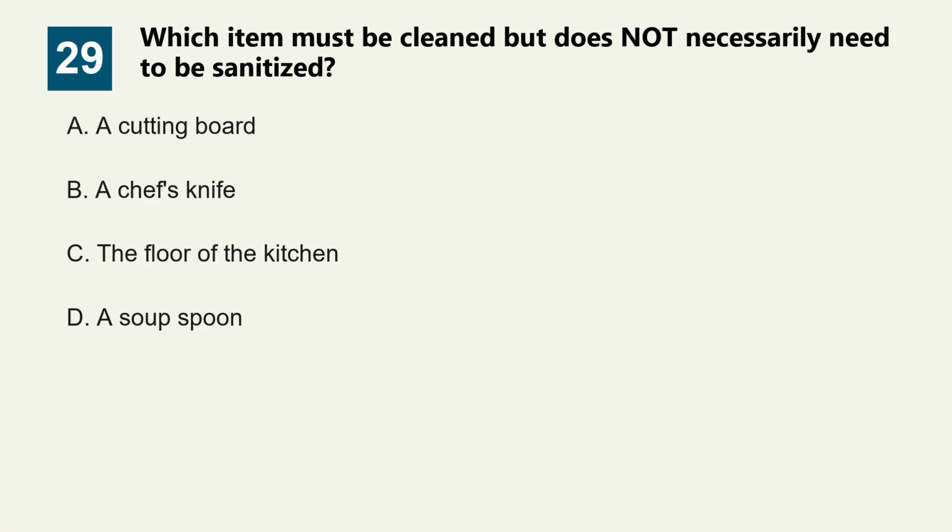Question 29. Which item must be cleaned but does not necessarily need to be sanitized? Option A. A cutting board. Option B. A chef's knife. Option C. The floor of the kitchen. Option D. A soup spoon. The correct answer is option C.